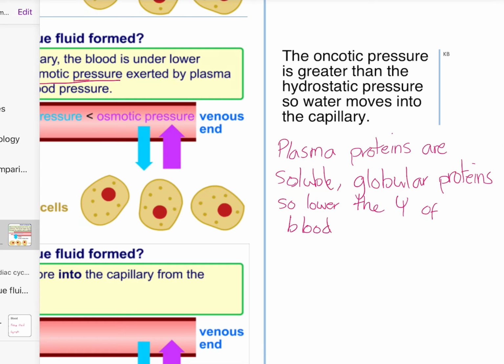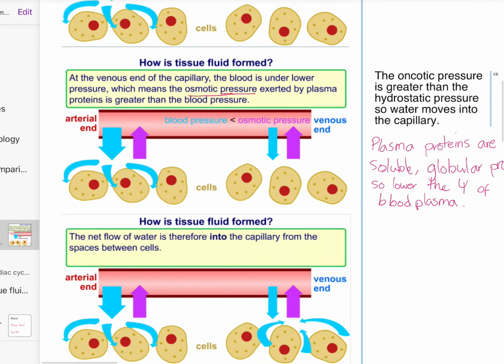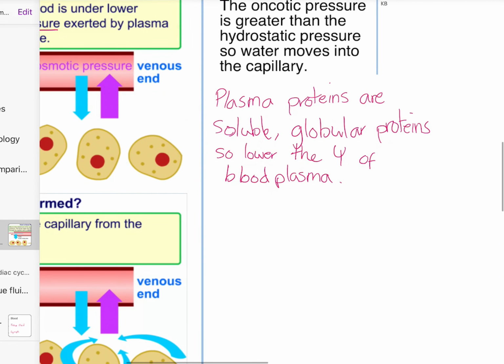And this does mean that there's now a water potential gradient moving water from the tissue fluid back into the capillaries. At the arterial end, because of the hydrostatic pressure, fluid will still be forced out, but at the venous end, where the hydrostatic pressure is lower, then you can see net movement of fluid back into the capillaries.